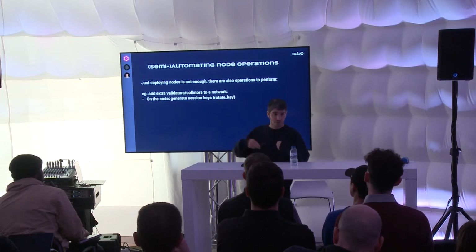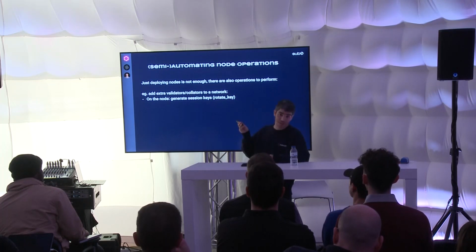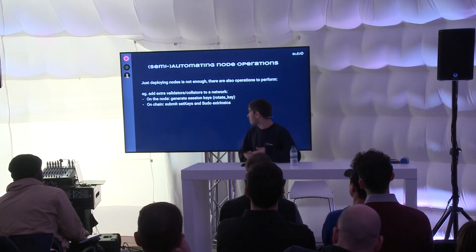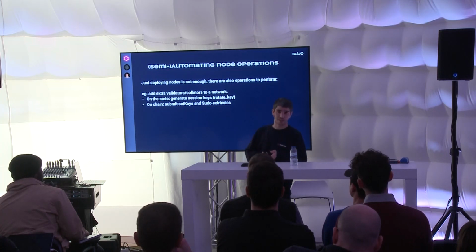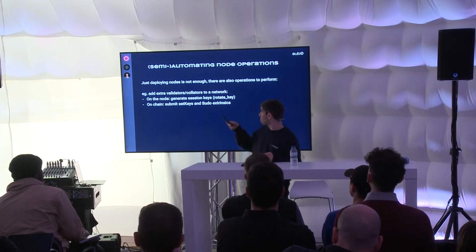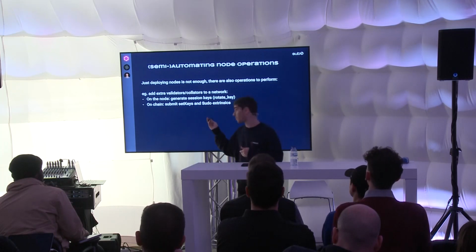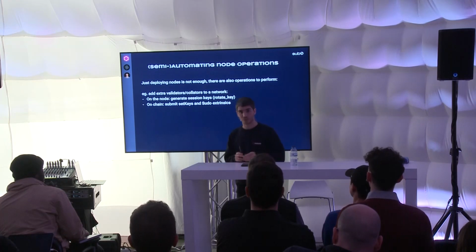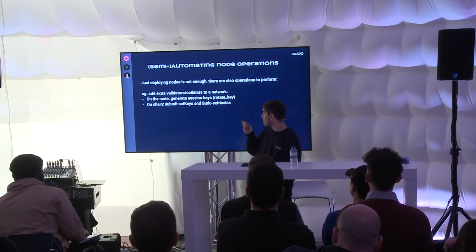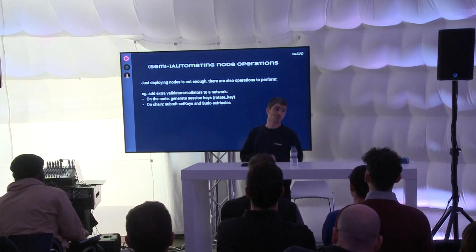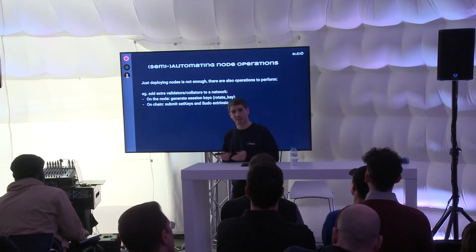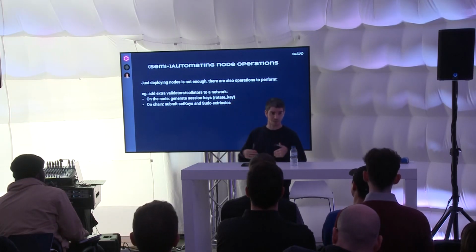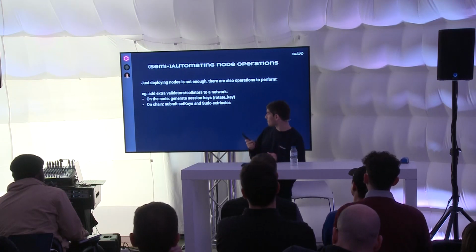You would just go on the node and generate session keys. This is usually a manual operation. Then on chain, you submit this set keys transaction with the public key of the keys that you just generated. And then, as the testnet operator, you will also submit a sudo transaction that marks this new node as part of the active set of validators or collators.